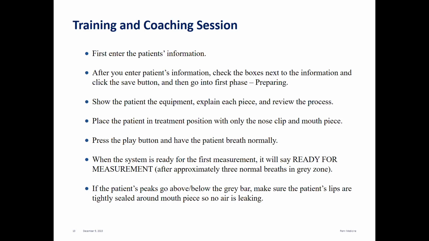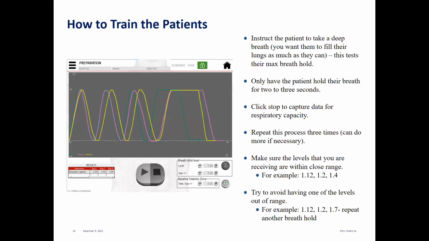Usually it's about 3 normal breaths of the patient going into the gray stability zone at the bottom. If the patient's breathing peaks go above or below that bar, you want to make sure that their lips are tightly sealed around the mouthpiece. Sometimes this is an indicator that air is leaking out somewhere. So you're going to instruct the patient to breathe normal.